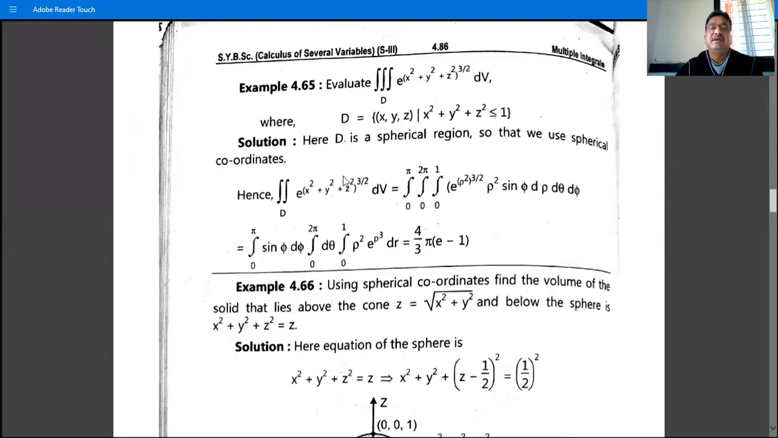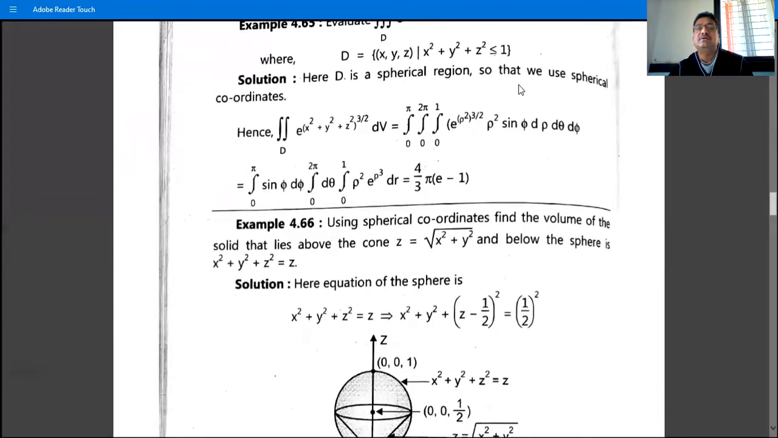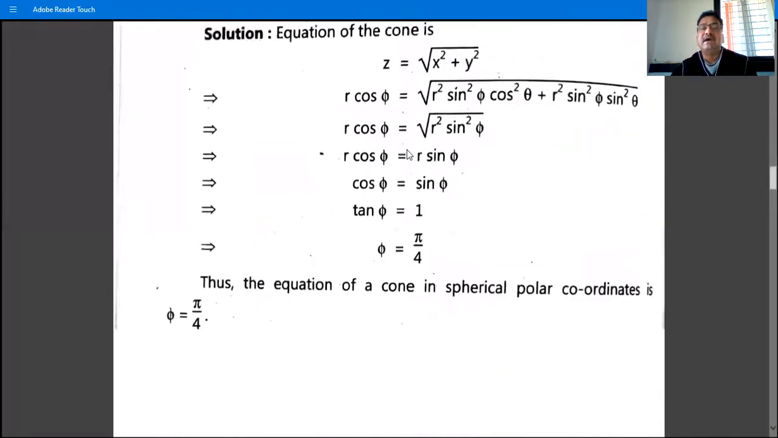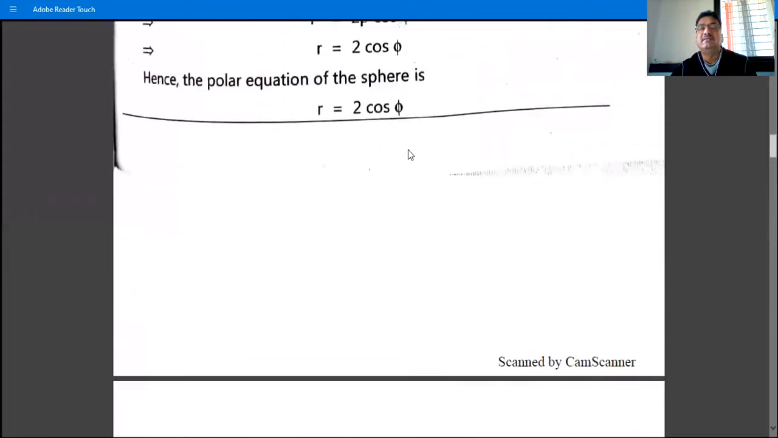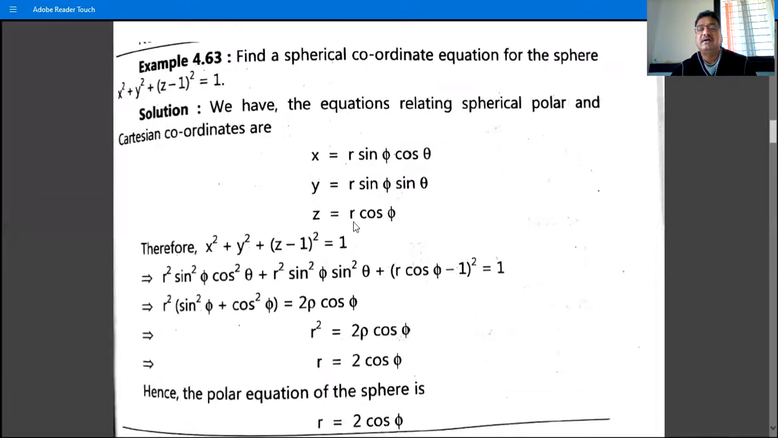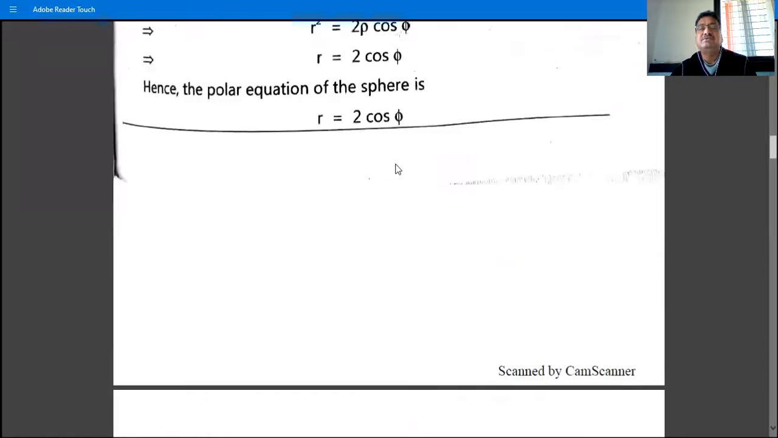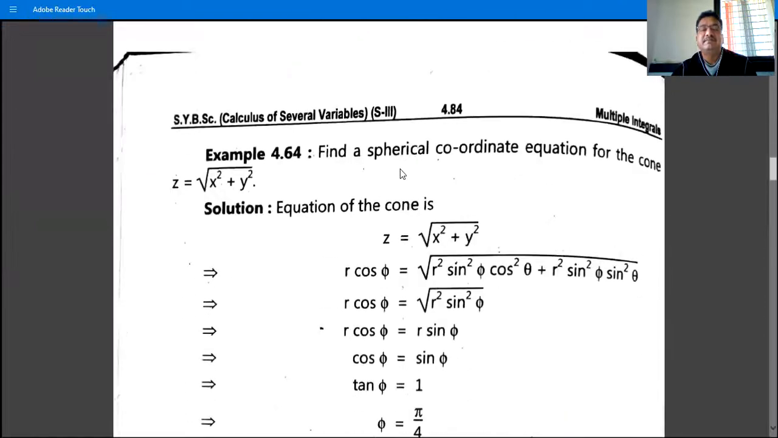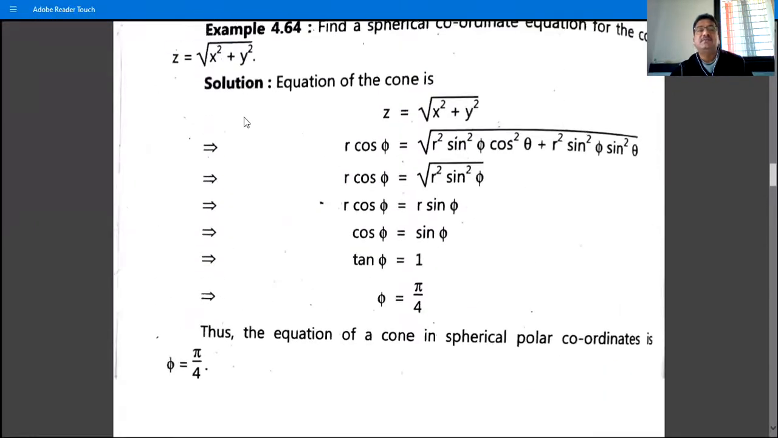So this is given, and here D is a spherical region, because x square plus y square plus z square equal to 1 is the equation of a sphere with center 0, 0, 0. So use spherical polar coordinates: x as r sin phi cos theta, y as r sin phi sin theta, and z as r cos phi. If you find x square plus y square plus z square, then it is, actually, x square plus y square plus z square.